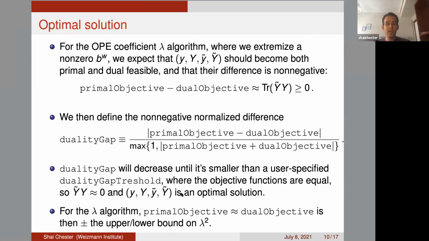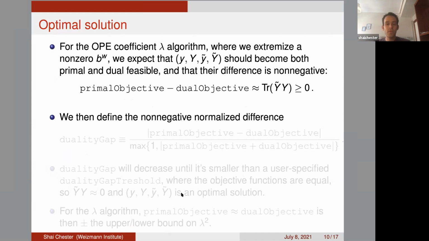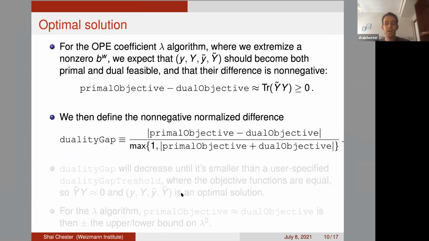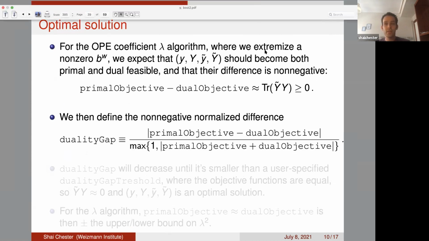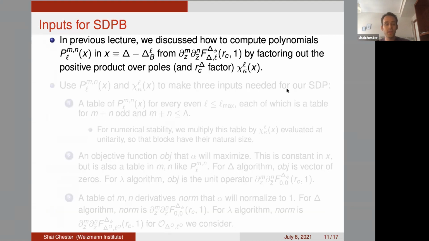Okay, so this was a bit abstract, and hopefully people were following, but even if you weren't, soon there'll be a practical demonstration, and then everything will hopefully become more clear. Let's talk about the explicit inputs for SDPB.